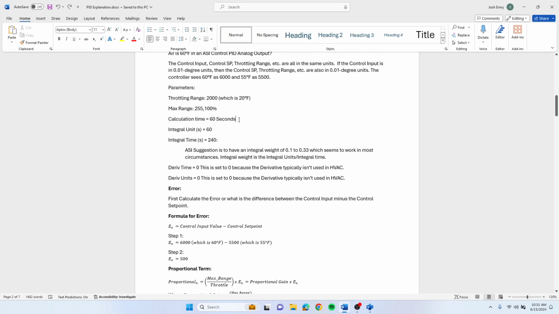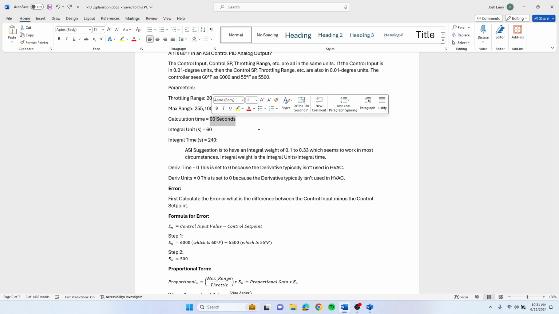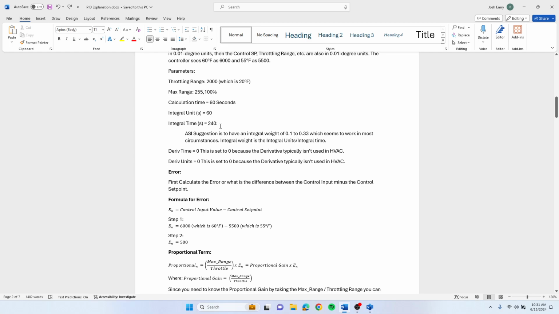Our calculation time, we're going to say every 60 seconds we'll take a calculation. That'll give time for the valve to open and start having an effect on the temperature. You might find that's too long. We're just going to use this for an example. Our integral unit seconds is going to be the same, and our integral time is 240.